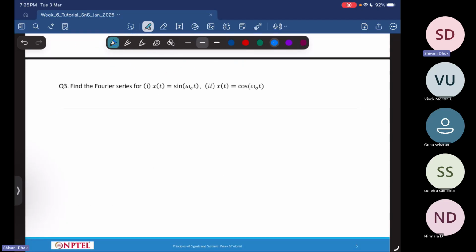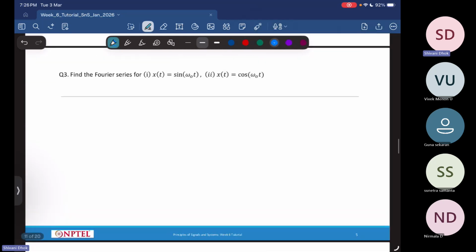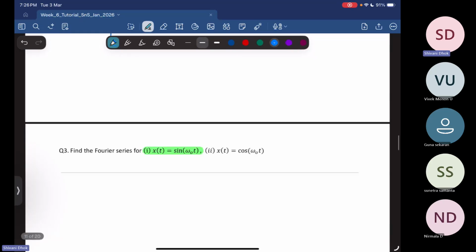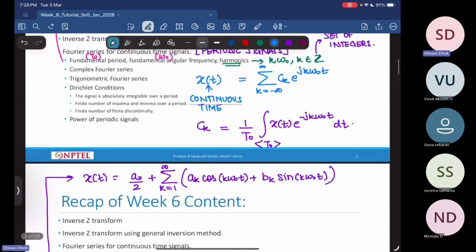It says find the Fourier series. This has two parts. The first part is x of t equal to sine of omega naught t, and the second part is cos of omega naught t. So let's first start with sine of omega naught t. For that, there are two ways of doing this. Let me go back to the definition of Fourier series that we have seen.